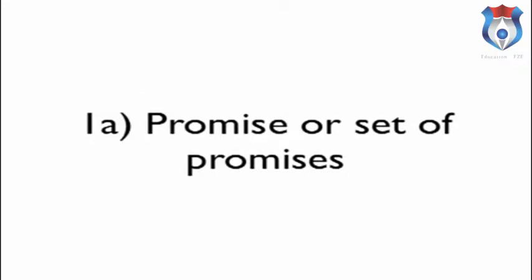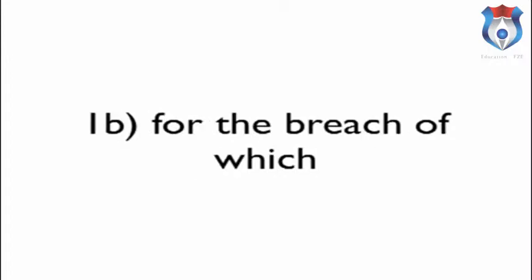For the first definition, it starts off with promise or set of promises. So we're dealing with promises. Promises are important. The second section is for the breach of which. Breach is when the promises or the agreement is broken. So we're going to be worrying about what happens when the promises are breached.